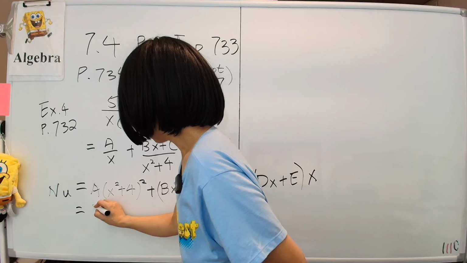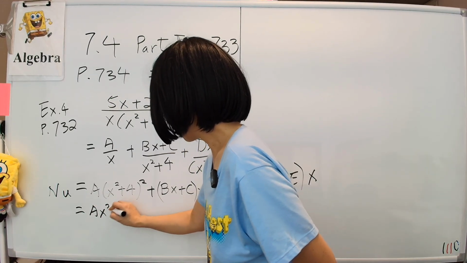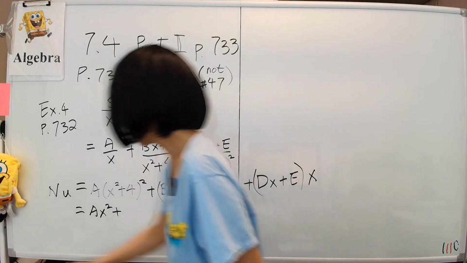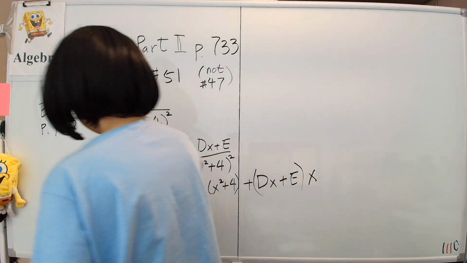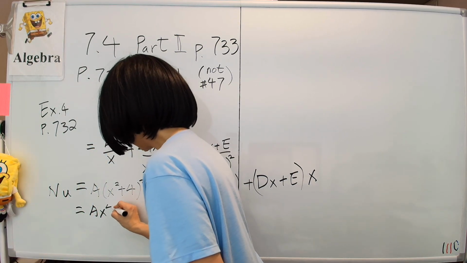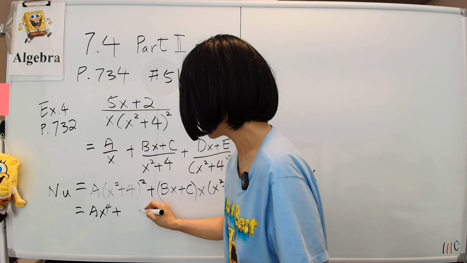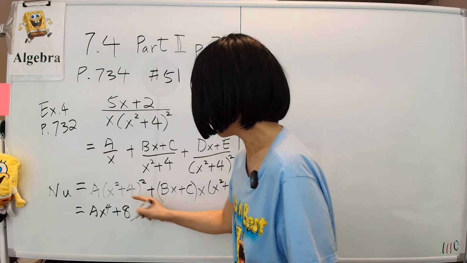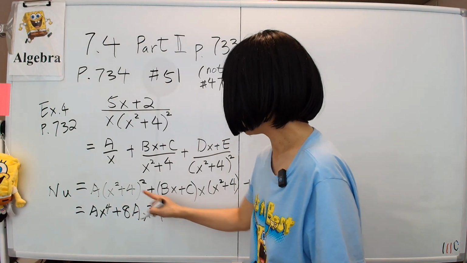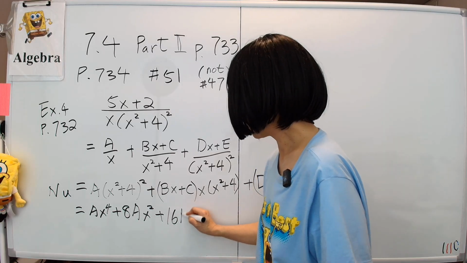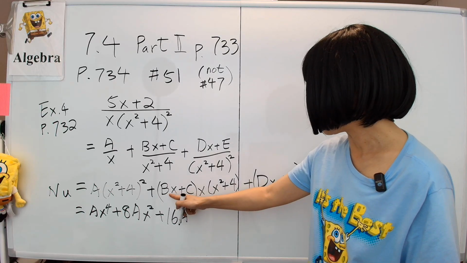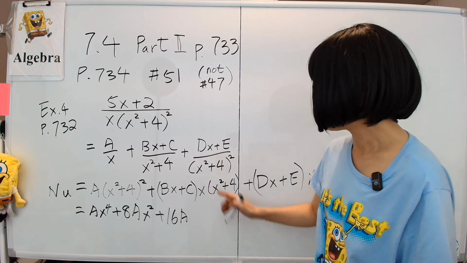Now let's multiply this out. This is A times x squared times x squared, which is x to the power fourth. Then the next one will be 8ax squared, because 4 plus 4 is 8, and then 16a. And then this thing, we just multiply that times that with an extra x added and multiplied to it.